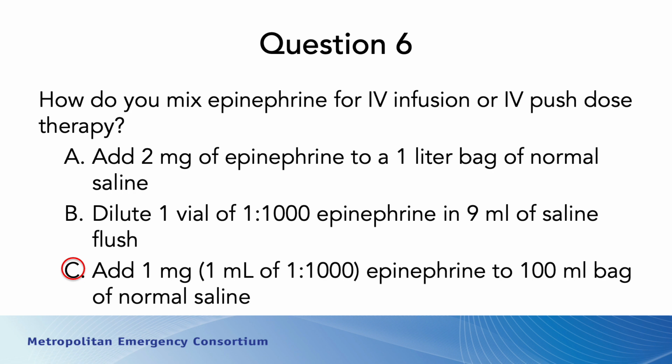So if you want to make 1 to 10,000 epinephrine for cardiac arrest, you can take a milligram or 1 cc of 1 to 1,000 epinephrine and mix it with 9 mLs of saline and use that as an IV push. But the question has nothing to do with 1 to 10,000 in cardiac arrest. It has to do with an epinephrine infusion or IV push dose, which utilizes the medication dosed in option C.